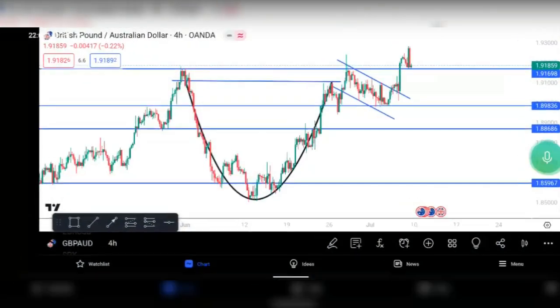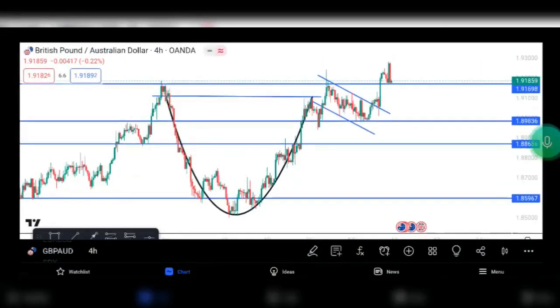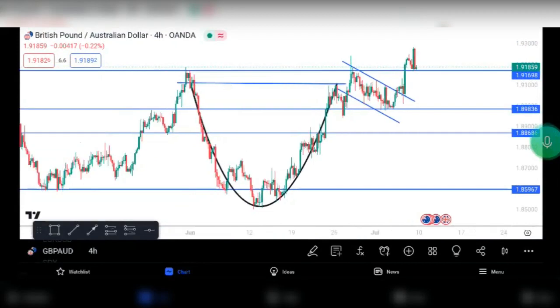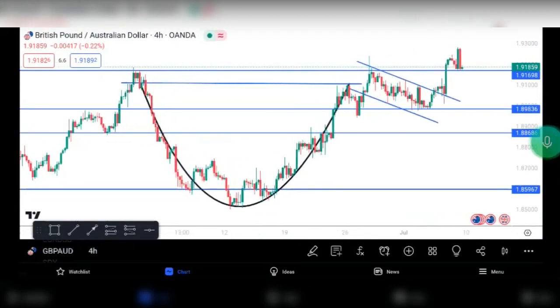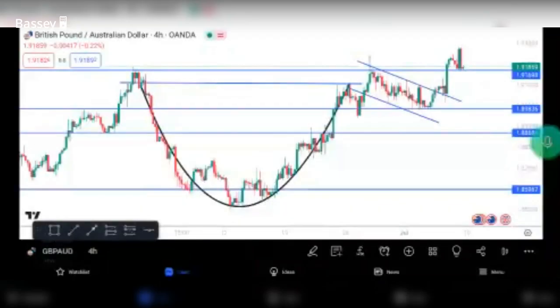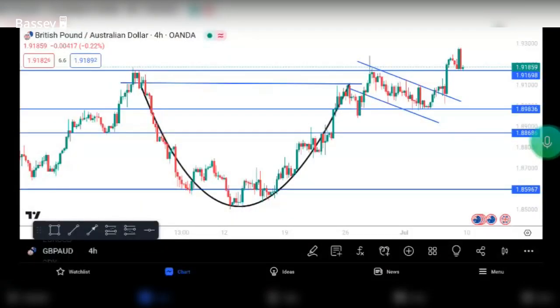Okay. This is our GBP chart in the 4 hours time frame. So let me explain what is going to happen. We've had a cup in the 4 hours time frame. So we have a handle, which is a flag also. We are expecting a buy.